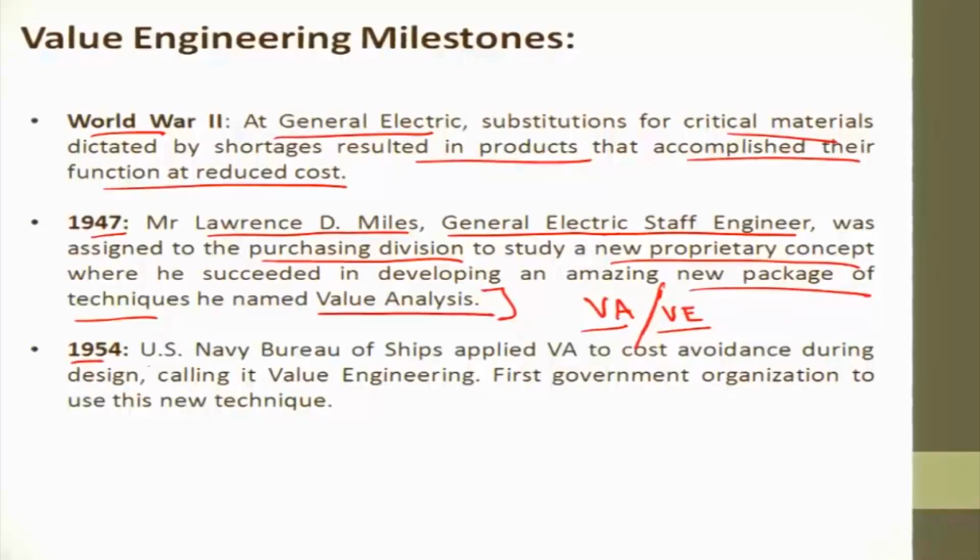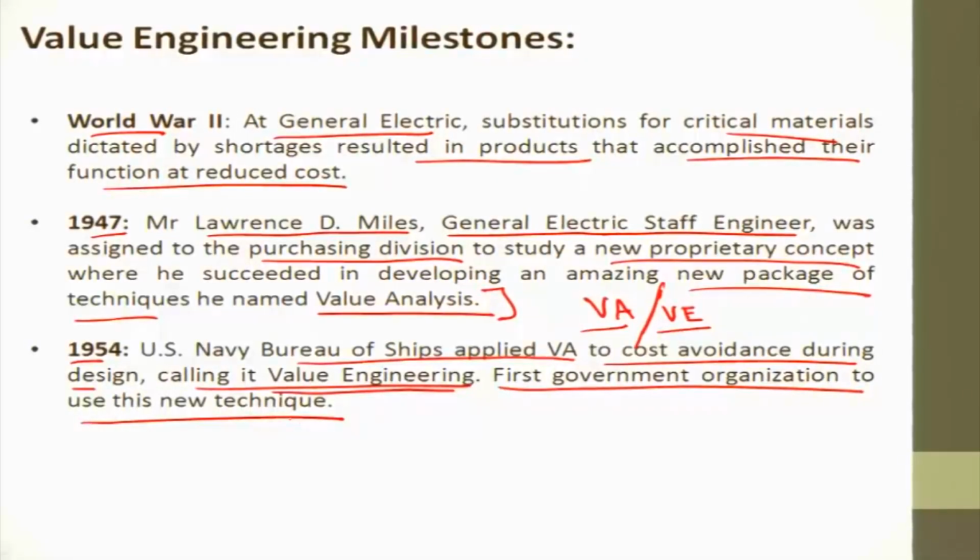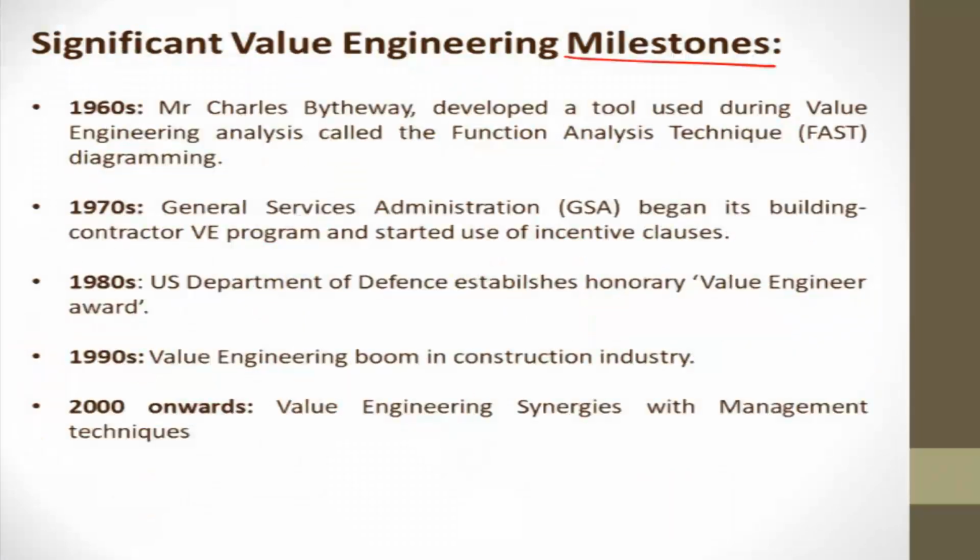So in 1954, the US Navy Bureau of Ships applied value analysis to cost avoidance during design, calling it value engineering. So they gave this name, value engineering, here. The first government organization to use this technique was the US Navy Bureau of Ships. Then I have divided it into decades here. In the 1960s, the major contributions, in the 1970s, the major contributions. In the 1960s, this FAST technique came into existence. FAST is Function Analysis System Technique.